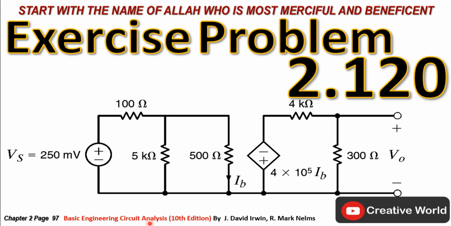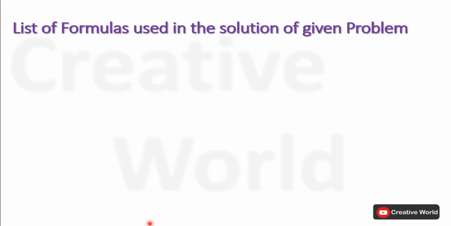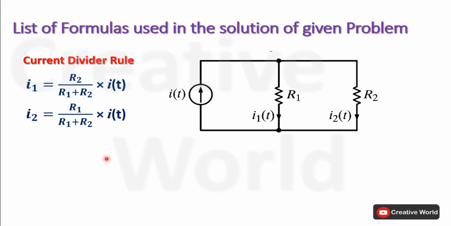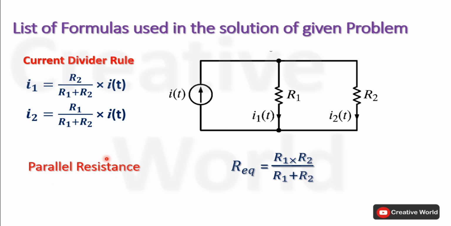Welcome to Creative World. In this video, we will solve Chapter 2 exercise problem number 2.120. While solving this problem, we will be using the current divider rule. Basic equations for the calculation of currents I1 and I2 for this particular circuit using the current divider rule are provided here. We also will be using the parallel equivalent resistance calculation formula.